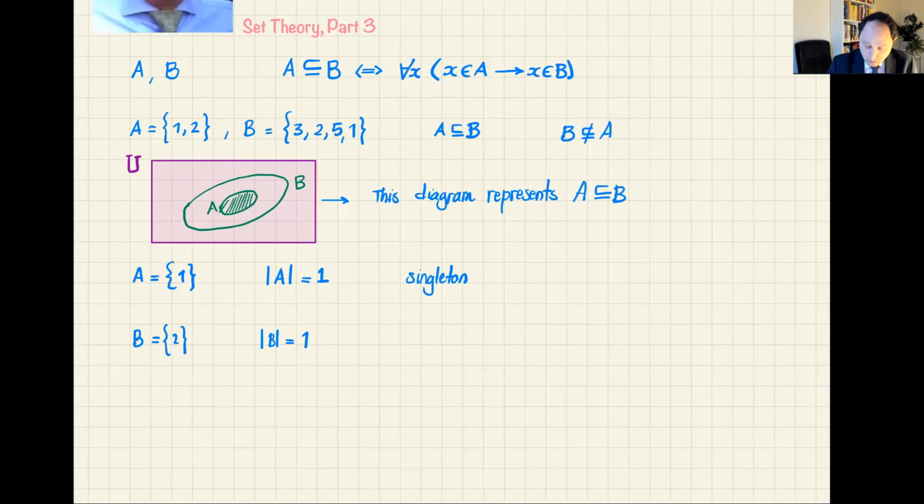But now let me ask you, do you think that this is true or false? A is a subset of B. False. It's false, yes, because you find an element here, say 1, which you cannot find in the other set. So this is false. What about this one? B is a subset of A. Also false. So you see, there are very simple examples in the world of sets where both of them are wrong.